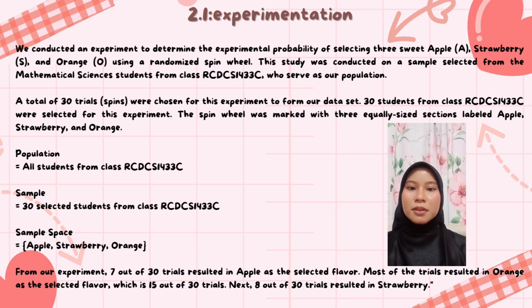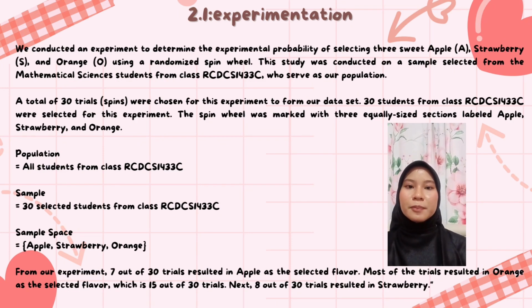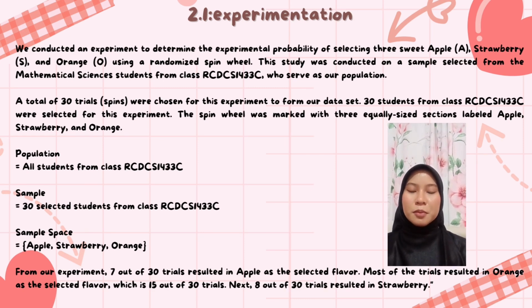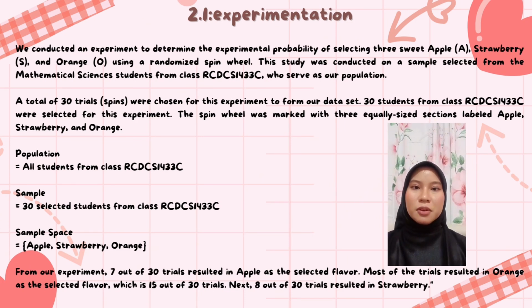The people involved in this study were students from class RCDCS 143-3C. This entire group represents our population. From this population, we selected 30 students to perform 1 spin each. These 30 students form our sample. Population: students from class RCDCS 143-3C. Sample: 30 selected students from class RCDCS 143-3C. The outcomes of the spin wheel form our sample space, which is simply apple, strawberry, orange.